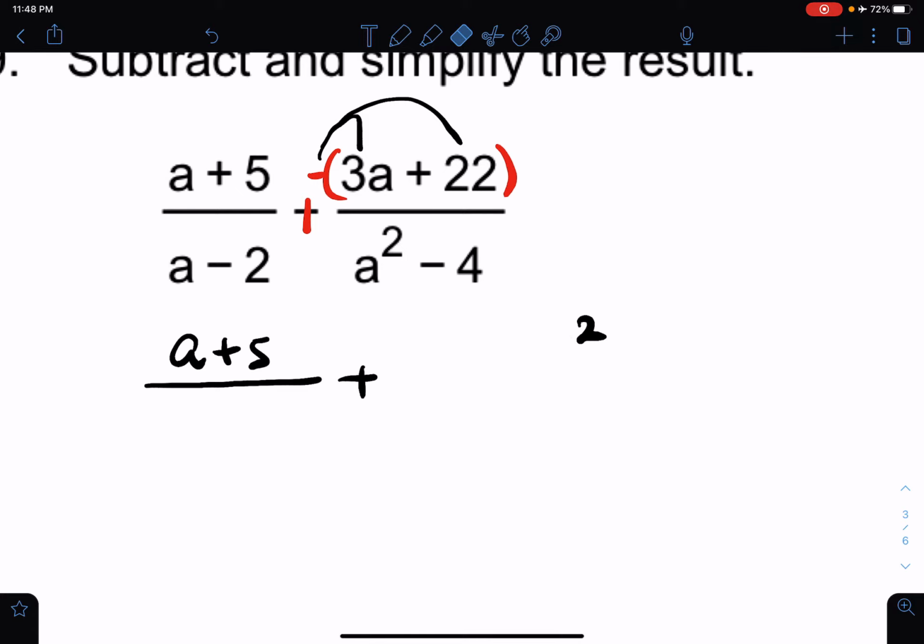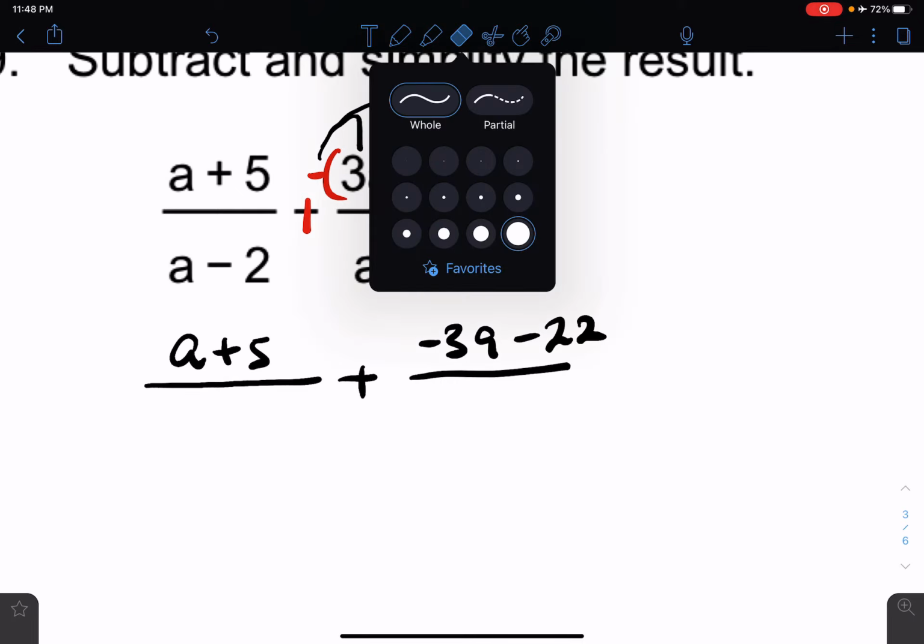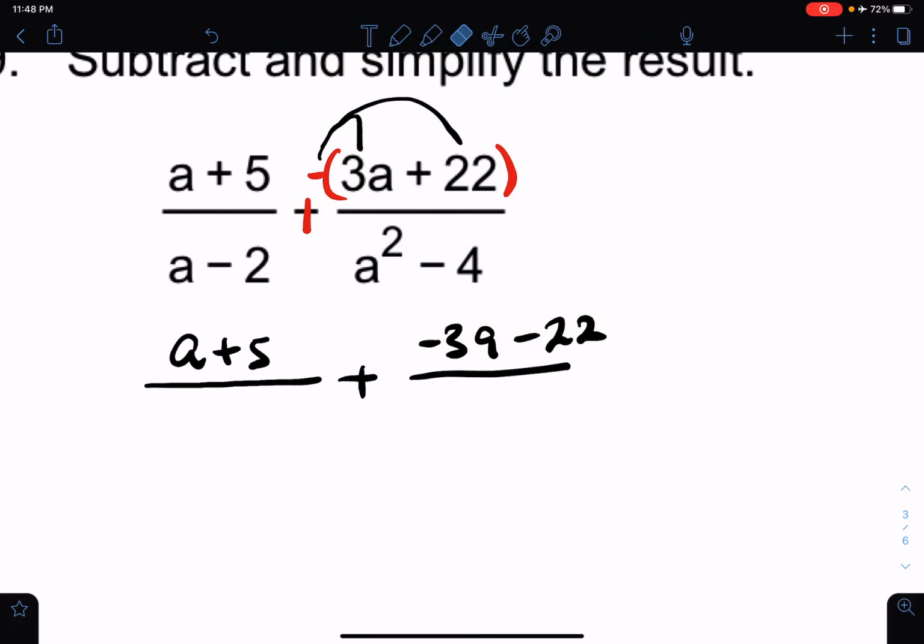Oh, darn it. That eraser is just way too big. I was just trying to make that look more like an a.